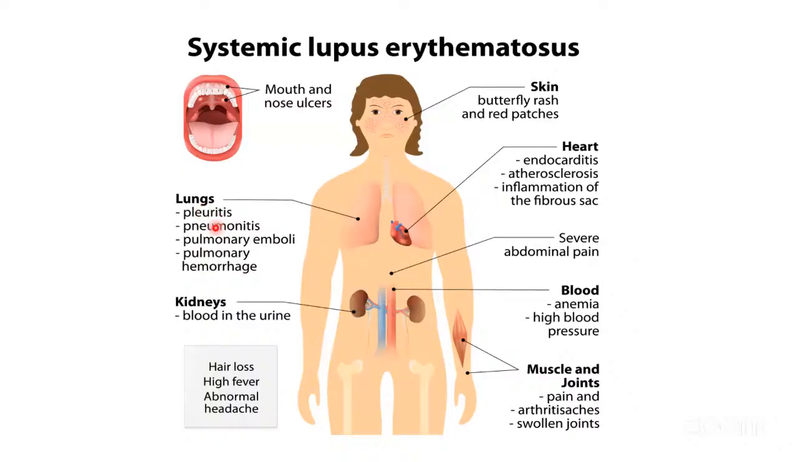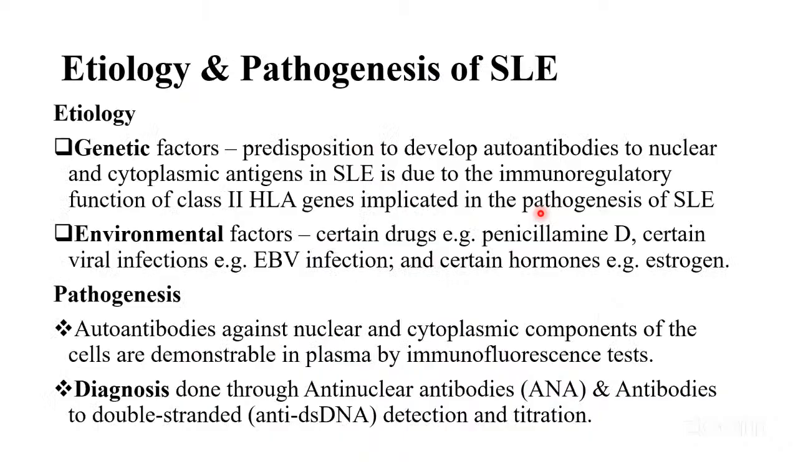So for the lungs, it will have pleuritis, pneumonitis, pulmonary emboli, pulmonary hemorrhage. In the blood, you can have anemia, high blood pressure, and so many other conditions, depending on where these particular immune deposits are. And causes could be genetic, where there is a predisposition to develop autoantibodies to the nuclear and cytoplasmic antigens in SLE due to the immunoregulatory function of class 2 HLA genes that are implicated in SLE.